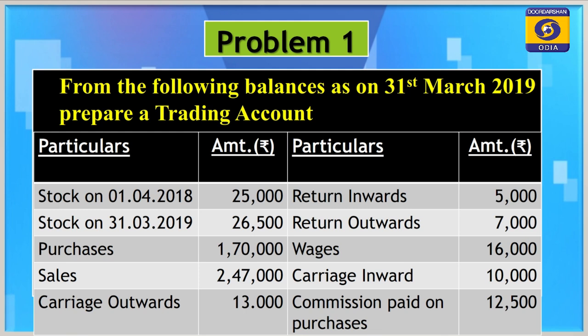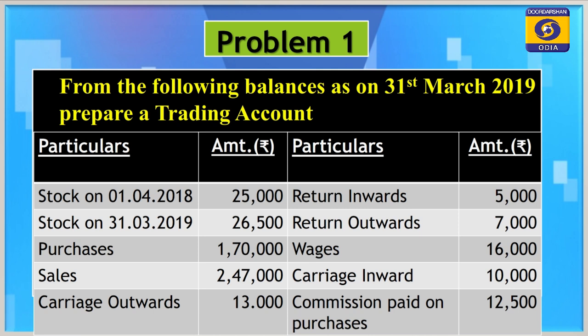1/4/2018, the amount is 25,000. Stock on 31/3/2019 is 26,500. Next we have purchases, that is 1,70,000. Next item we have is sales, that is 2,47,000. Then we have carriage outwards, that is 13,000. The next item we have is return inwards, 5,000. Next we have return outwards, that is 7,000. The next item we have is wages, 16,000. Carriage inwards, 10,000, and next commission paid on purchases.